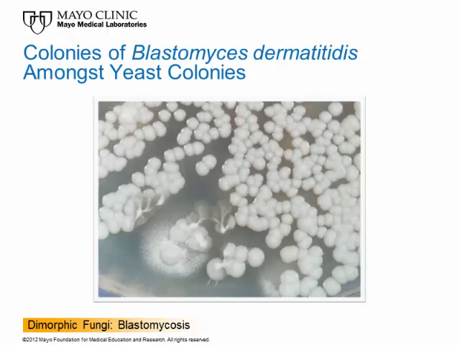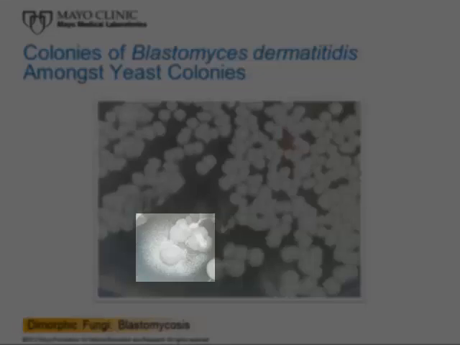This is an example of what a dimorphic fungus might look like among a bunch of yeast colonies. All the white colonies you see that are small and kind of shiny are all yeast colonies, probably of Candida albicans. The colony at about maybe 7 o'clock that is white and fluffy is Blastomyces dermatitidis, sitting around those colonies of yeast cells.